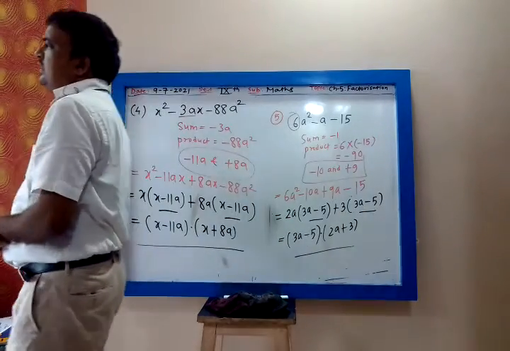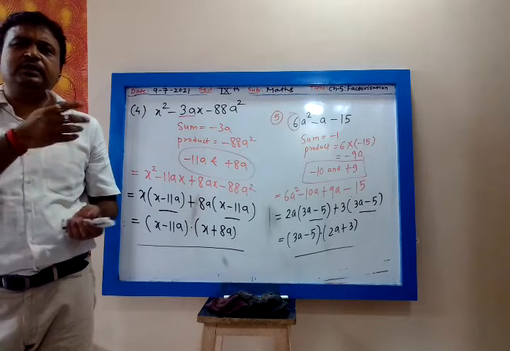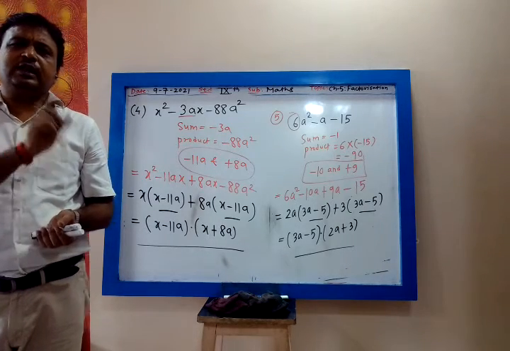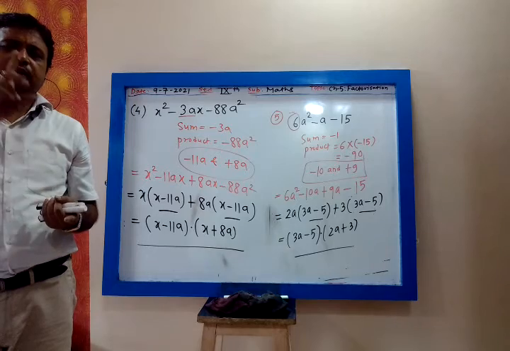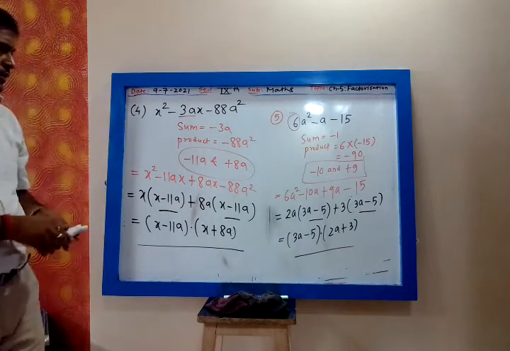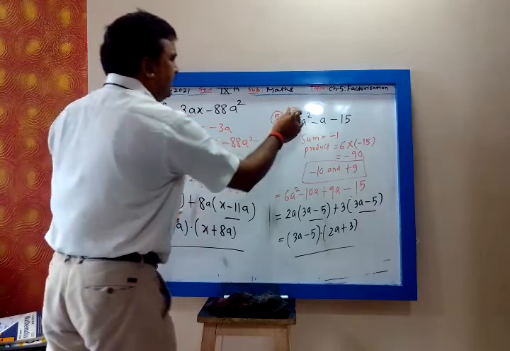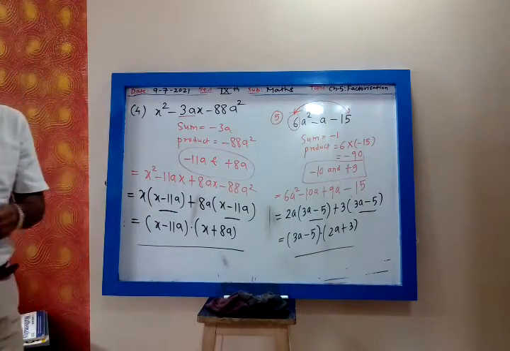So whenever you split the middle term, you see whether the quadratic is of type 1 or type 2. If it is type 1, the sum should be b and the product should be c. But if it is type 2, the product should be a into c. In this case, the product should be 6 into minus 15, that is minus 90. Okay? So now we stop here.